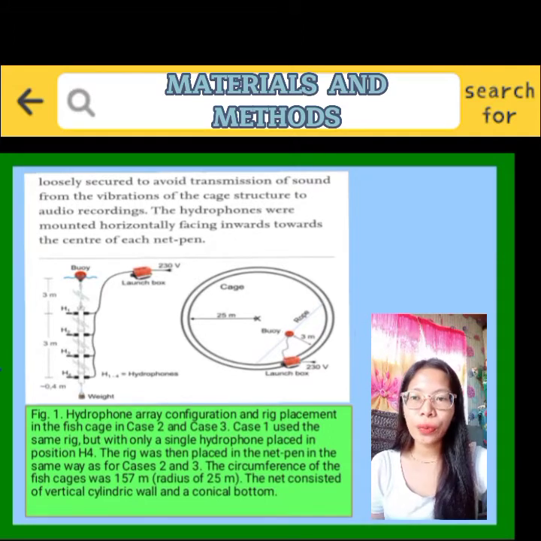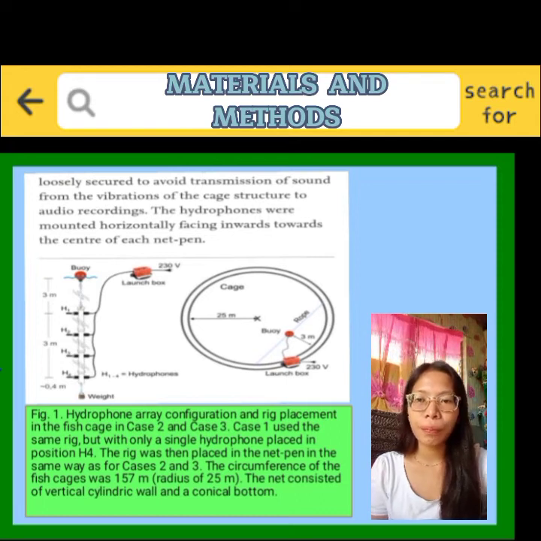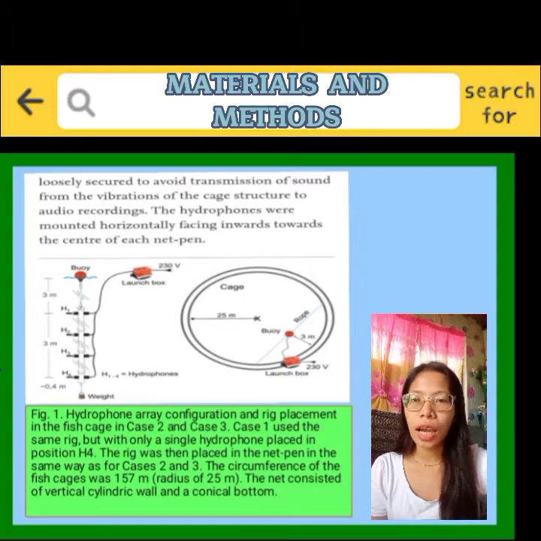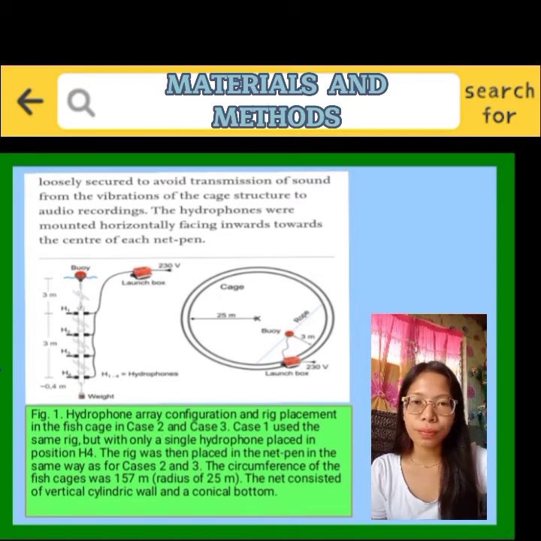So, dito sa figure 1, ginamit ng case 1 ang parehong rig, ngunit may isang hydrophone lang ang inilagay sa posisyon ng H4. Ang rig ay inilagay sa net pen sa parehong paraan tulad ng para sa case 2 at case 3. Ang circumference ng mga fish cage ay 157 m, radius na 25 m. Ang lambat ay binubuo ng vertical cylindrical wall at isang conical bottom.